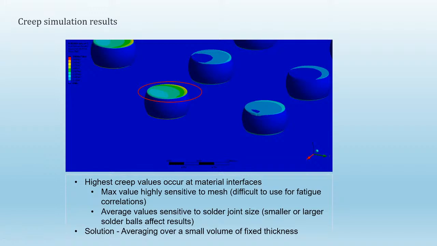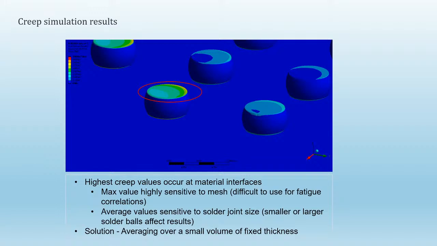What we ended up doing, the recommended method from the paper by Dr. Darveaux, is that you slice off a piece of the creep of the solder. So you only take a 5 micron slice of the solder or something like that. So you always take the same slice of solder near where the creep is high, and you do a volume averaging of just that area.